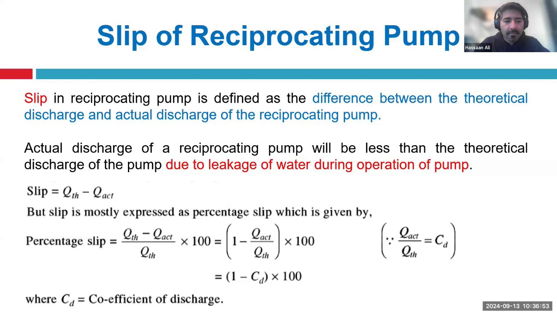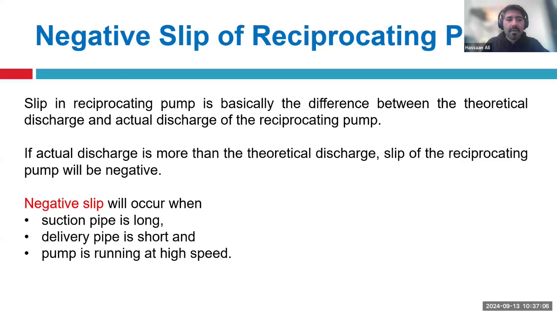And then the Q actual divided by Q theoretical, or the flow rate actual divided by flow rate theoretical, is your coefficient of discharge, which is called CD, right over here. There is something which is not very common. I have never seen it, but it is present in the textbook, which is called a negative slip. A negative slip is essentially a concept in which your actual discharge is more than your theoretical discharge.